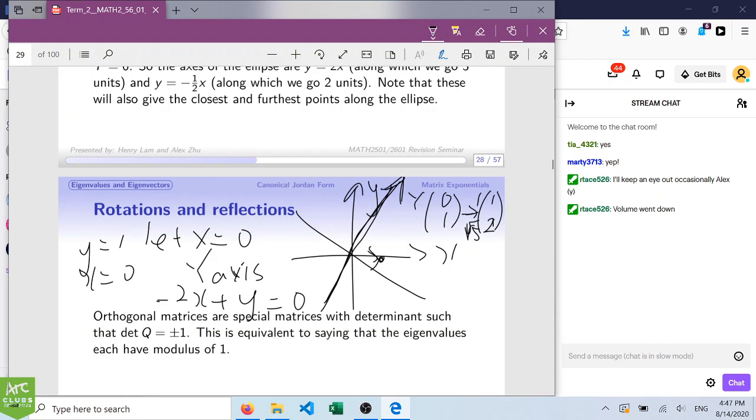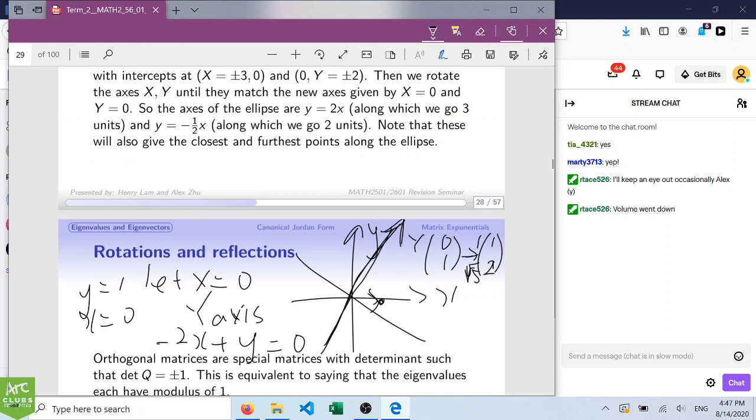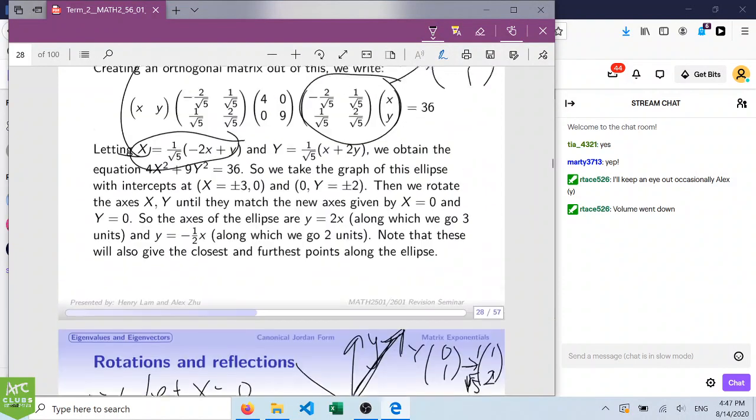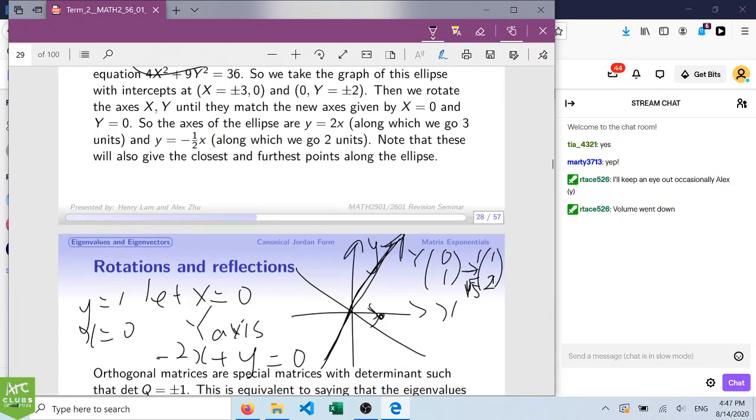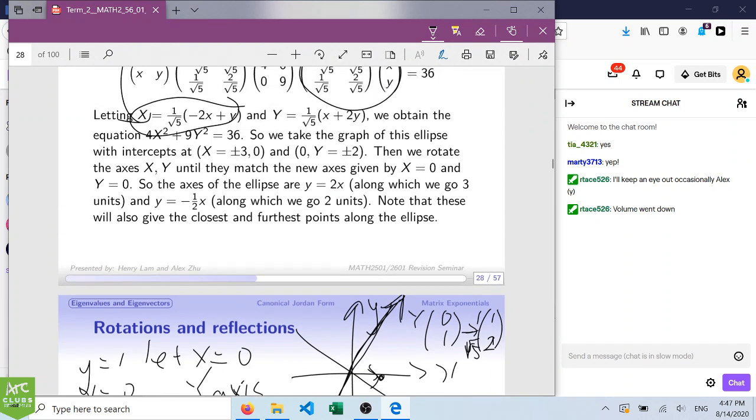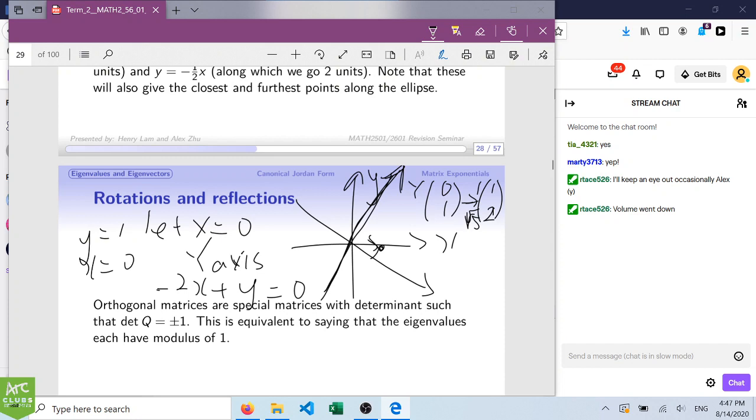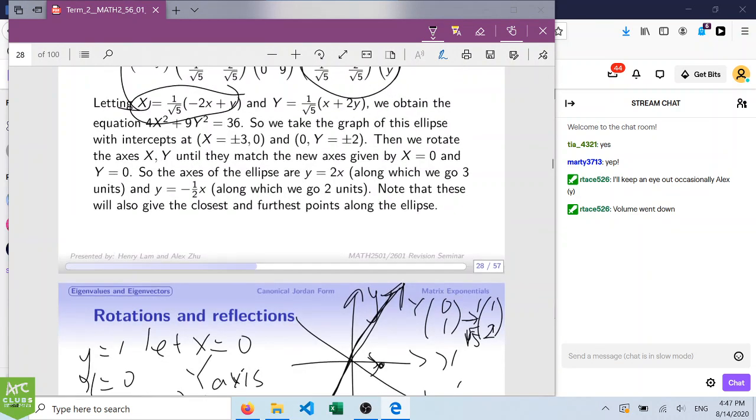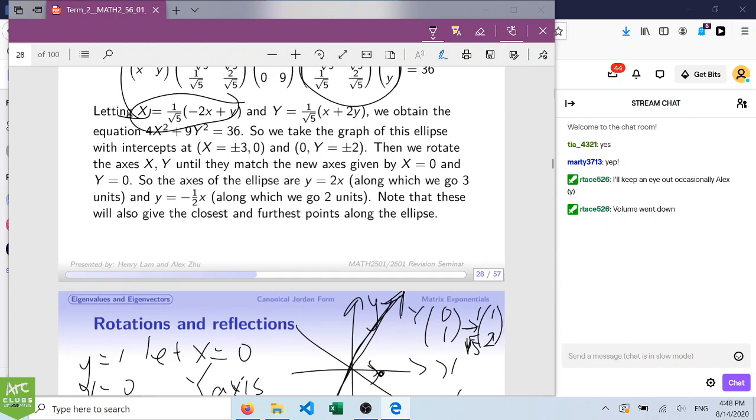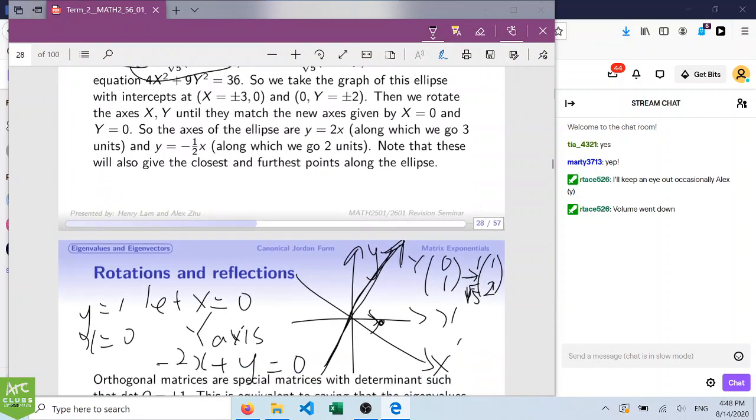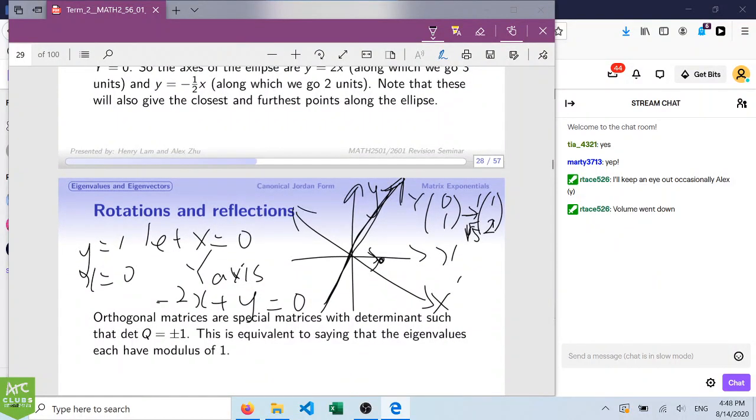And we can do a similar thing the other way, with x equals 1, y equals 0. And we'll end up with, I believe, this way as the positive x direction. Let me just double check. Wait, if x equals 1, oh no, the positive direction for x is this way. Yes, that's it.